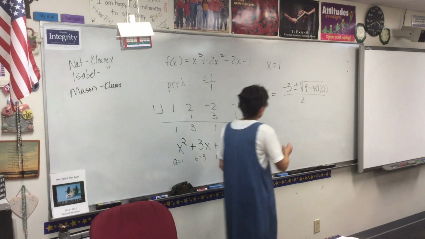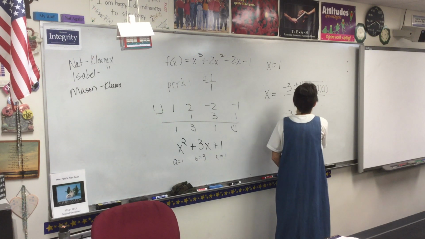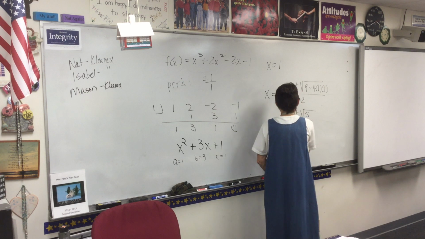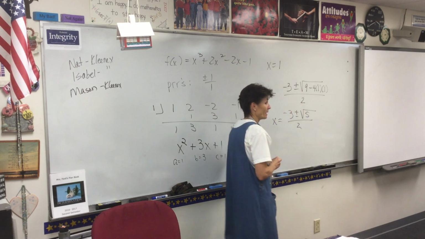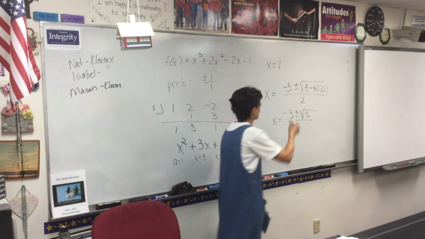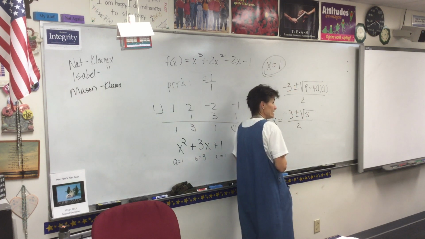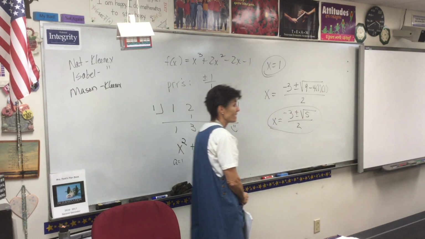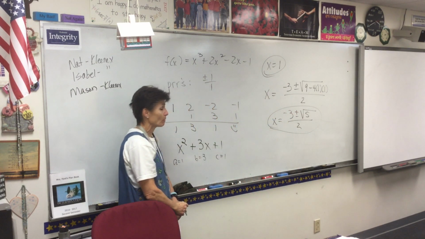So, what do we got? x equals negative 3 plus or minus the square root of 5. So what goes in the answer blank? Remember, it said find the roots, find the answers. So one of them was 1, and the other 2 are right here. Those are the answers. That's it. You're done with that problem.